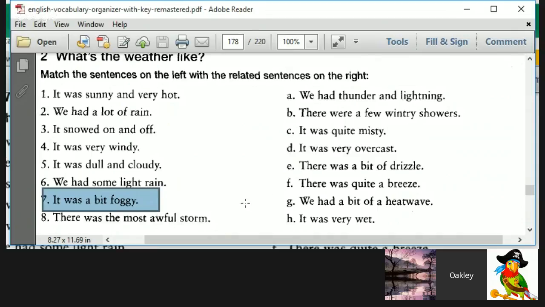Foggy means... A bit foggy. It was very wet. Well, foggy is kind of wet, but we're looking for a word that's more similar to misty. I mean, sorry, I just said it. Yes, it was quite misty. Okay, all right. Similar to foggy.